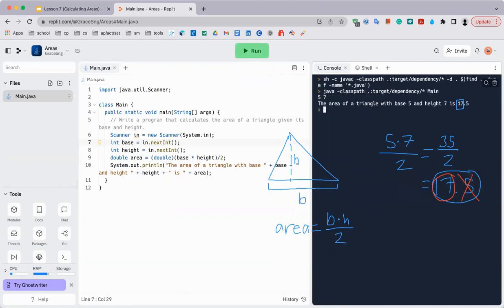Okay, as you can see, I am now getting the correct output. And it says the area of a triangle with base 5 and height 7 is 17.5.